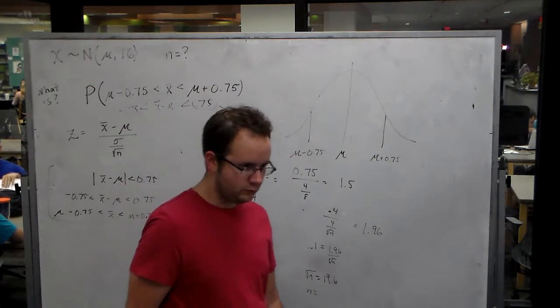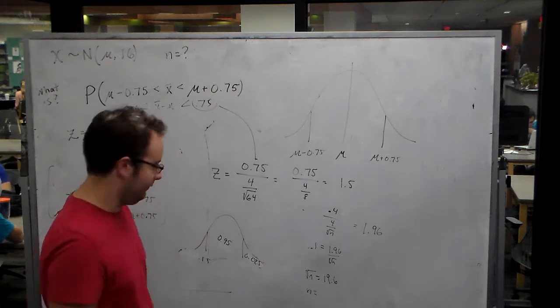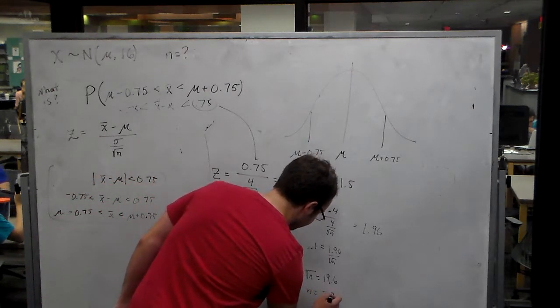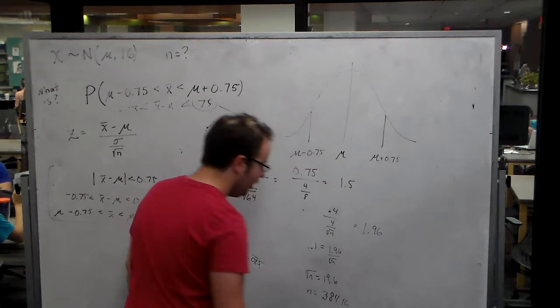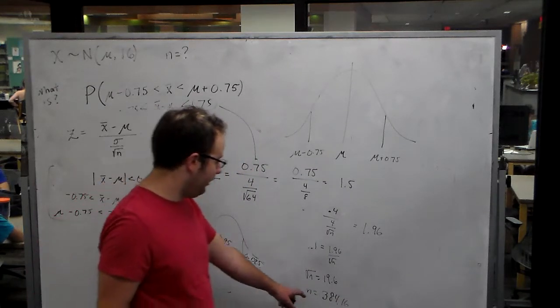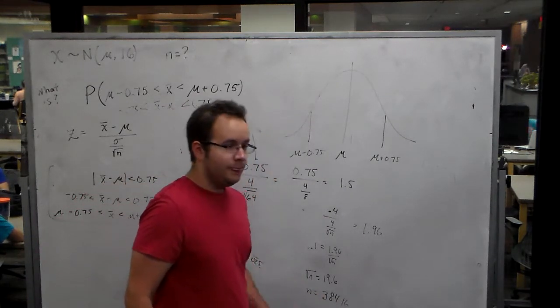Right here, then. I'm going to go with 384.16 when you round up. You always round up, so this is 384.16. Actually, it doesn't matter, you always round up, because we need the whole sample.